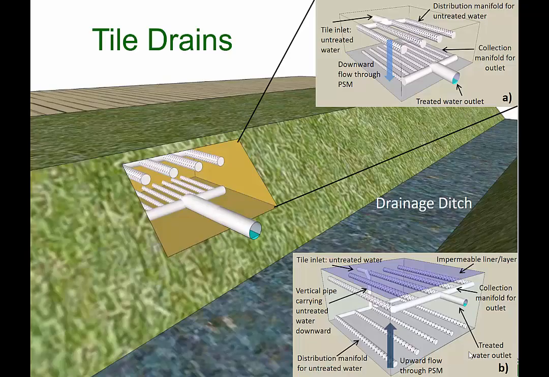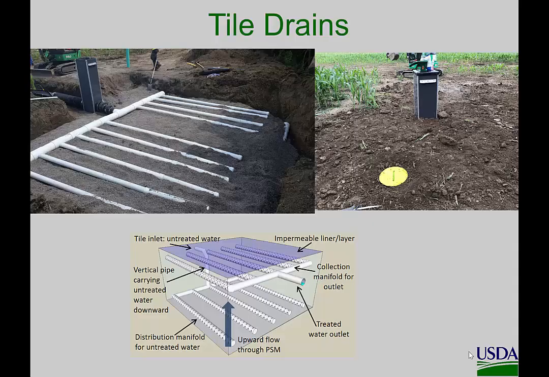Tile drains, we can build tile drain filters. They're basically an underground bed where the tile drain must flow through a bed of phosphorus sorption materials before it can drain out into a ditch. And we can design all the structures to flow either from the top down through the media or flow from the bottom up through the media, depending on the situation and how much hydraulic head we have available at a site.